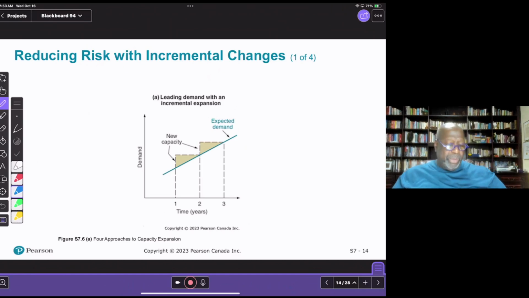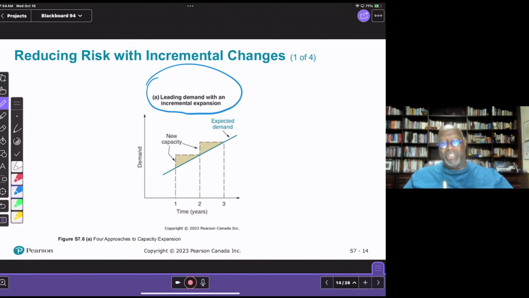It's fairly straightforward. Now, reducing risk with incremental changes. Remember, I had a little discussion on that in the last video, where we talk about the idea that we could balance our capacity changes with our changes in demand. So here's a case where we have to think about what are the risks associated with how we change our capacity. So in this case, we are going to introduce capacity ahead of the demand. So we're going to be leading the demand with incremental expansion.